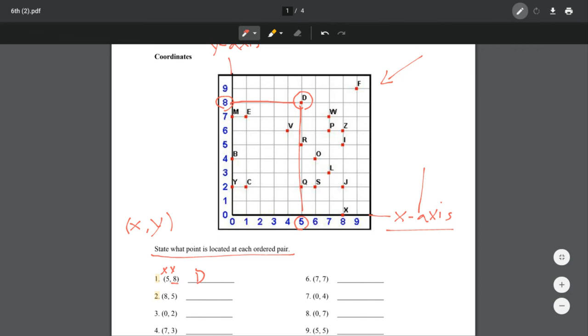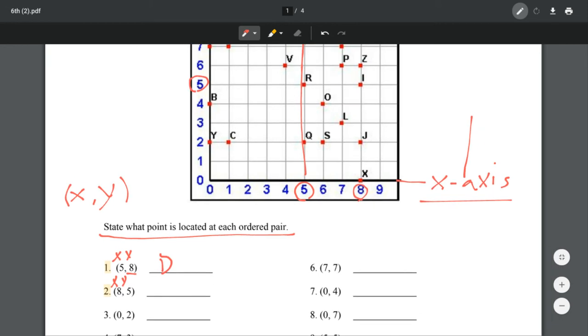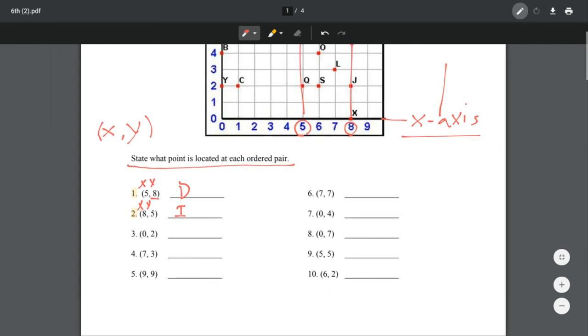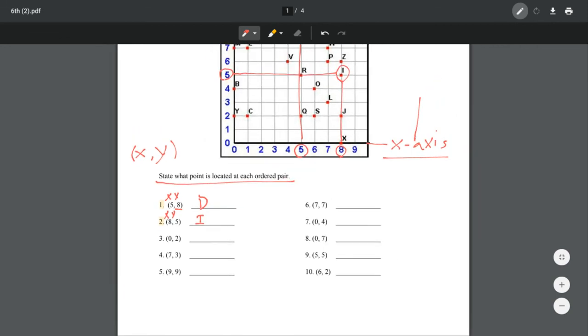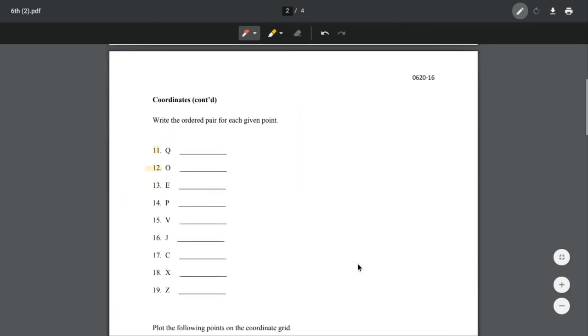Then let's look at number 2. Again, on the x-axis, 8. Y-axis, 5. Again, we look for the point of intersection of the horizontal line and the vertical line, and we know that is I. Okay, so that is it. Go ahead and finish the rest, and then let's move on to the next page.